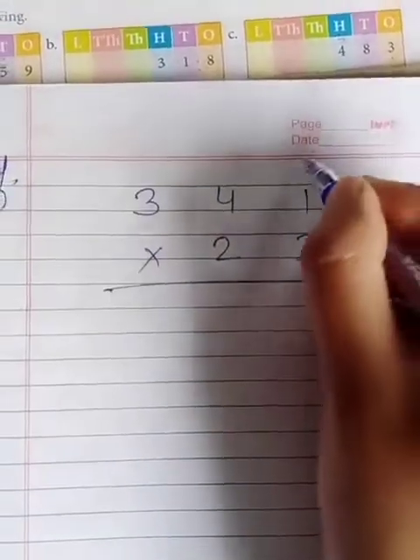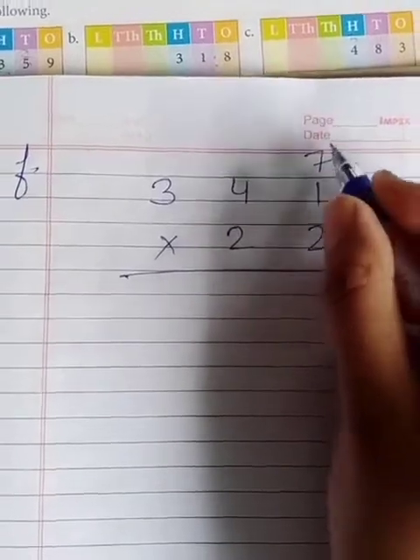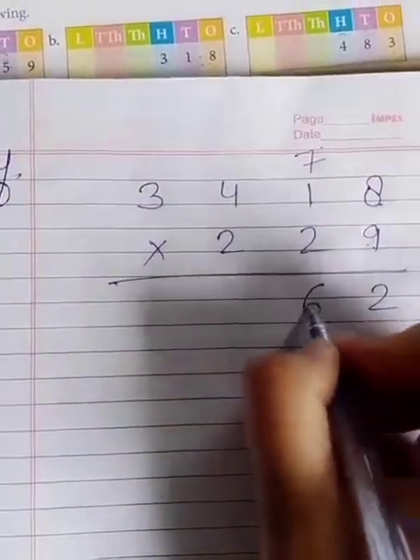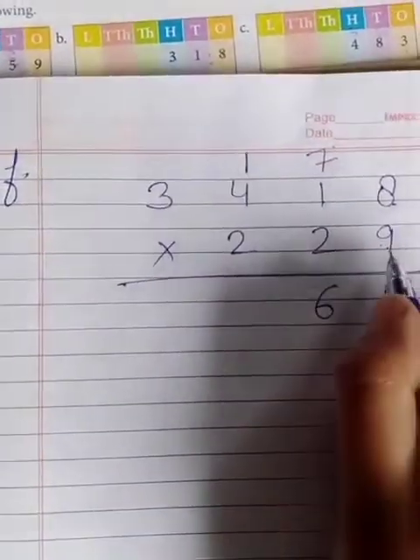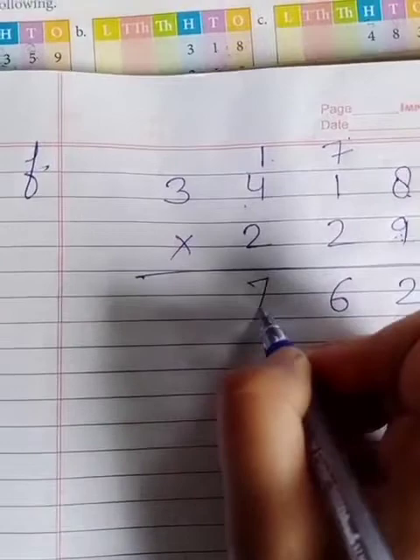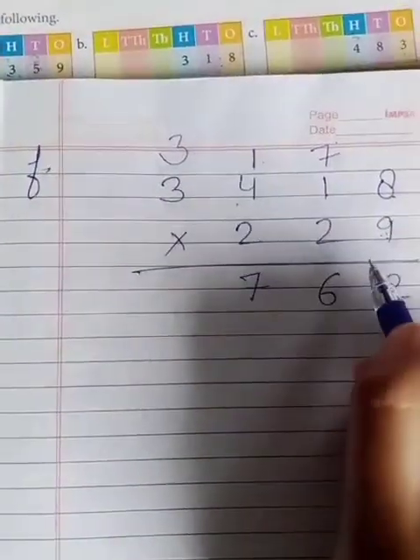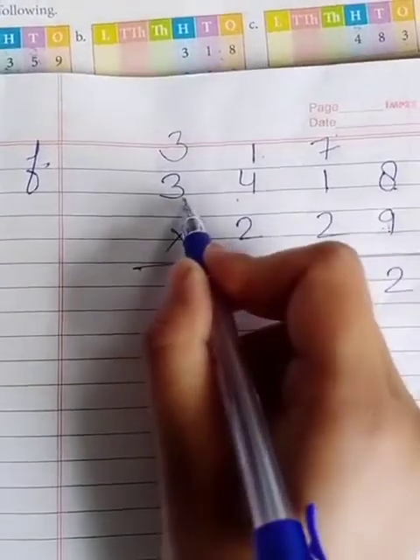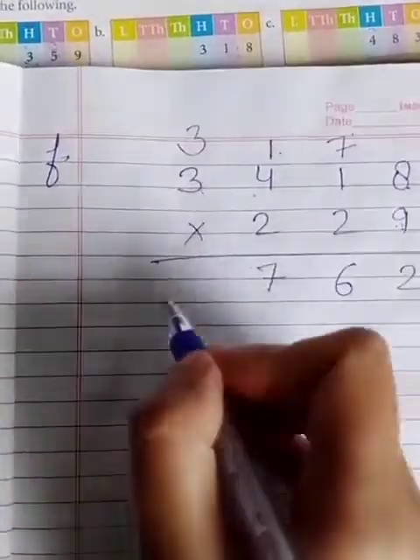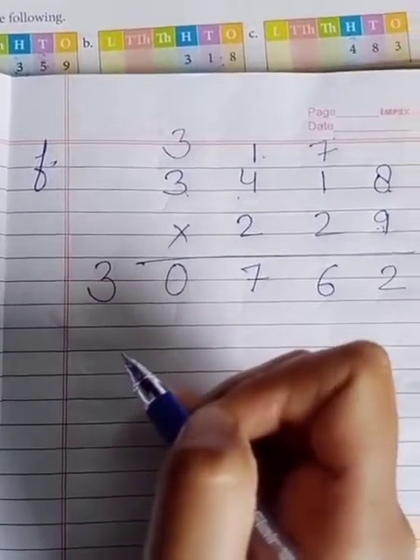Now F. 9 eights are 72. 2 here and 7 will go as a carry. 9 ones are 9 plus 7, 16. So 6 here and 1 will go as a carry. 9 fours are 36 plus 1, 37. 7 here and 3 will go as a carry. 9 threes are 27. 27 plus 3, 30. 0 here and 3 we have to write separately.